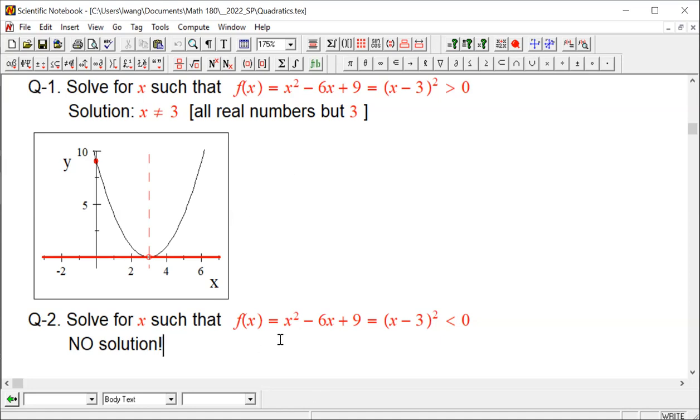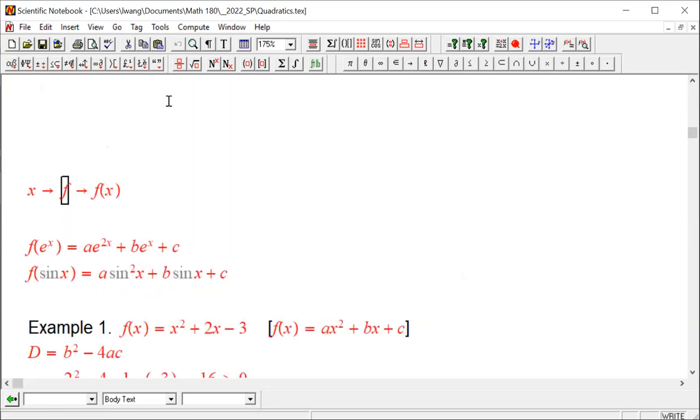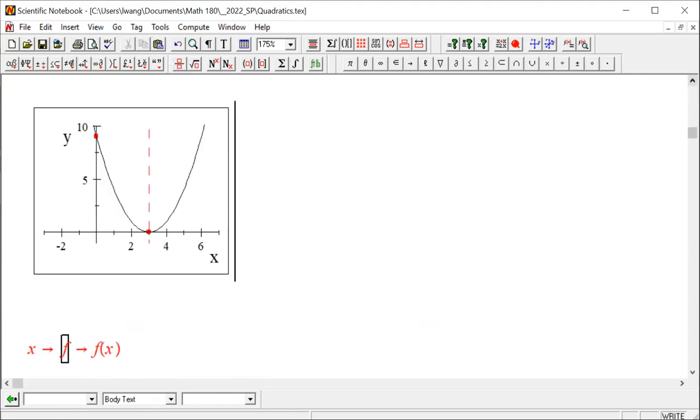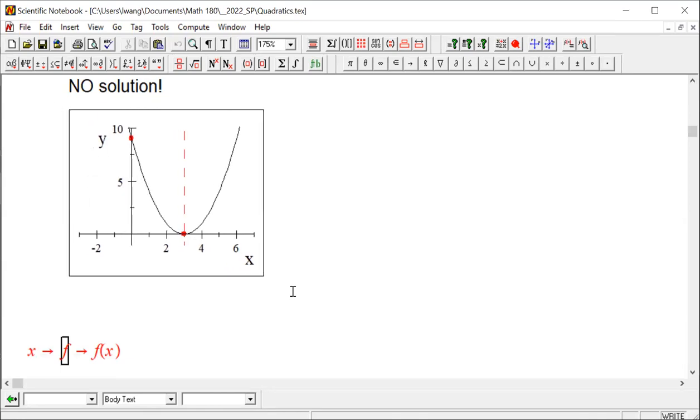Because every input will produce output at least 0, greater than or equal to 0. You can see the curve is entirely above the x-axis, or at 0. So no output will ever be less than 0. There's no solution, because the curve would have to be beneath the x-axis, and we don't have such a thing. So for the less than 0 case, there's no solution.